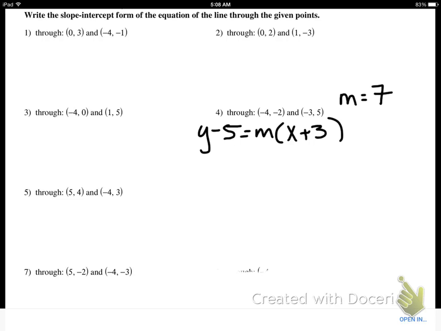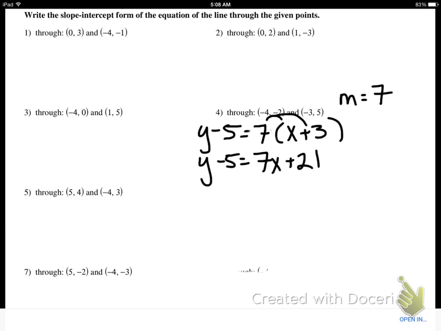And now I have the number to put in for my m. It's 7, at least I think it is. Now, I just have to do a little quick distribute here. So I have y minus 5 equals 7x plus 21.